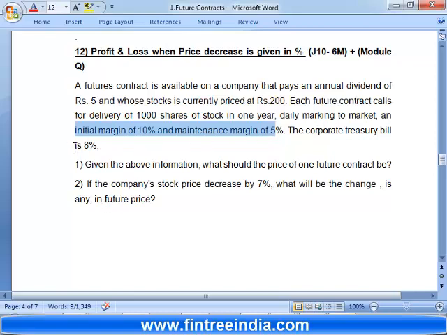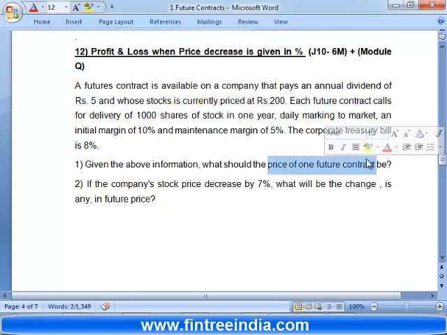The corporate treasury bill rate is 8%, which is your risk-free rate of return. Given the above information, what should be the price of one future contract? Can you calculate this? Straightforward. You'd say 200 into 1 plus 8%, and is it 1 year? Yes. So raised to 1, and then we will have to simply reduce the 5, because 5 is anyways given after 1 year. And then whatever is the answer you get, you'll have to multiply that with 1,000, because they have asked you price of one future contract.